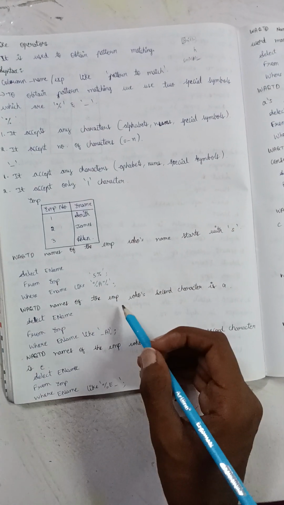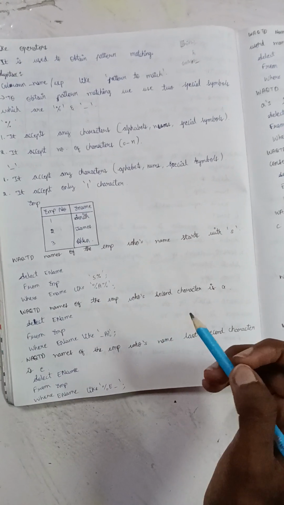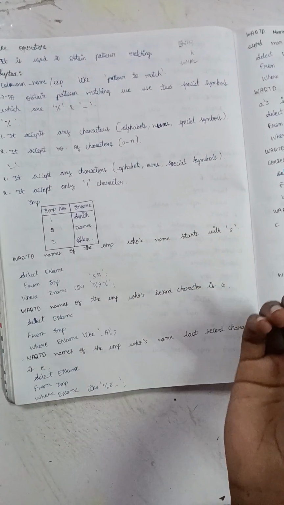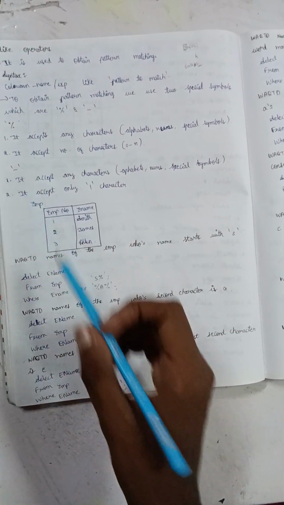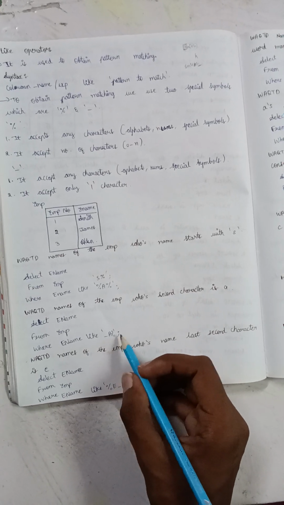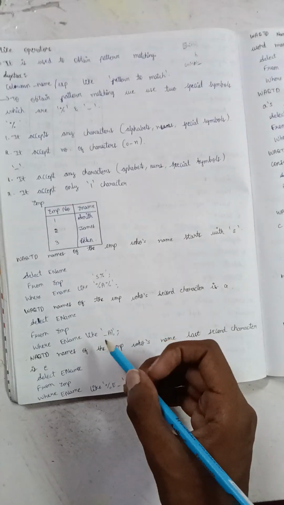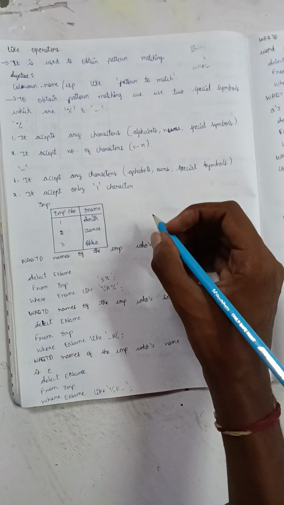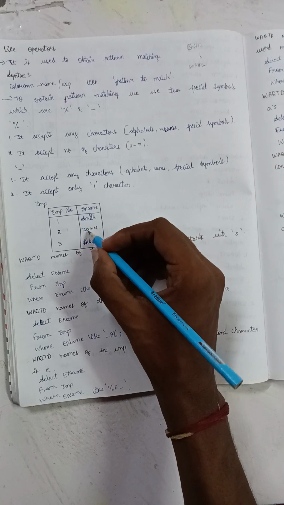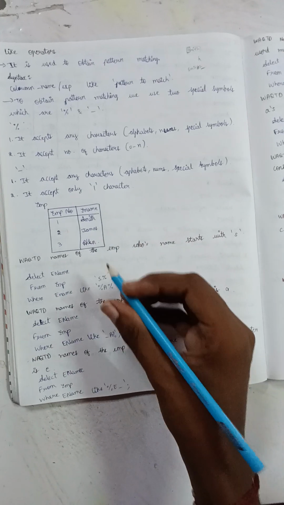Write a query to display names of the employees whose second character is A. The first character can be anything, so we can use underscore. Select ename from emp where ename LIKE '_a%'. After that we have percent, because it can accept any number of characters. For example, here we have James. After A we can have "mes" also, so we can accept it.